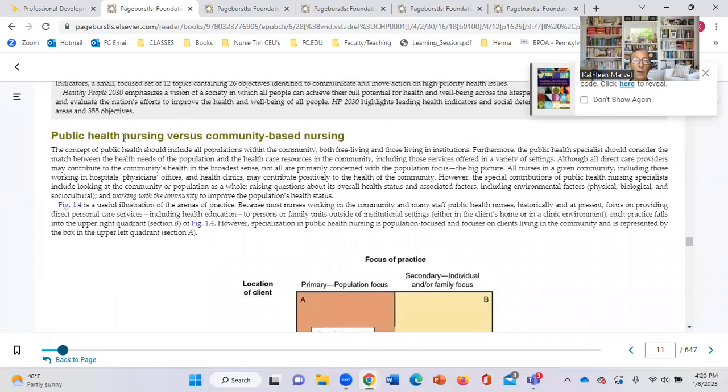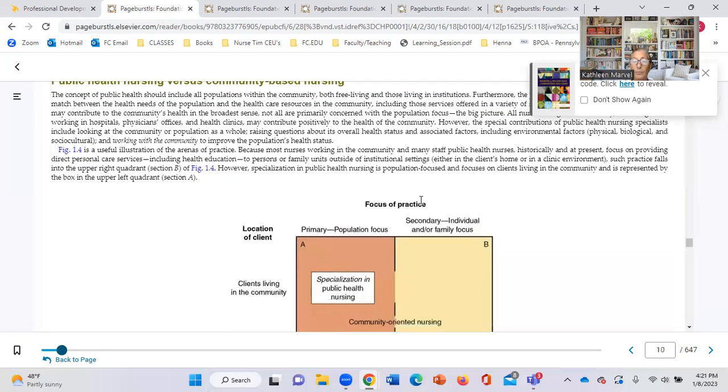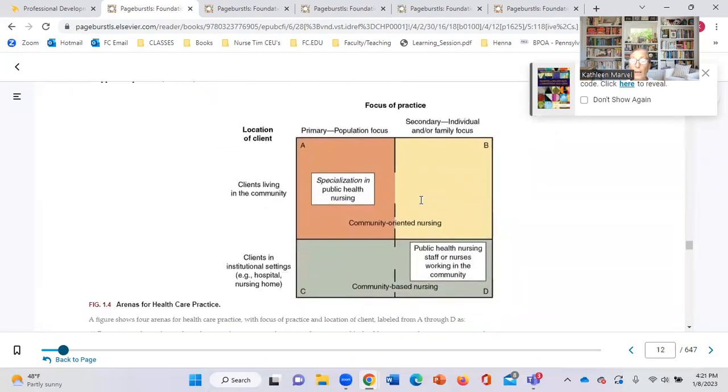Okay, we talked about public health nursing versus community-based nursing. So basically, public health nursing is community-oriented nursing. They're used interchangeably. So we talked about the difference between community-oriented nursing and community-based nursing. Okay, community-oriented nursing, you're focused on the whole community, whereas community-based nursing, you're working in the community, focusing on individual care or family care or group care.